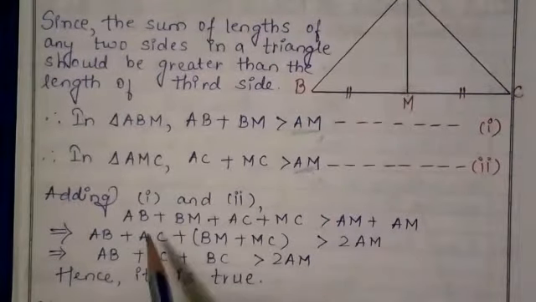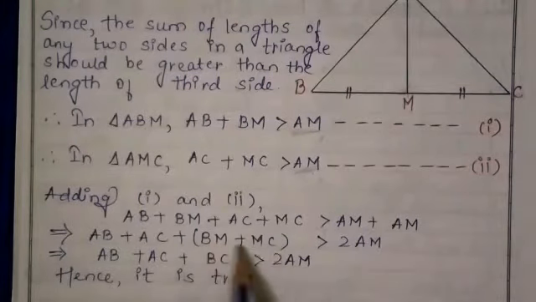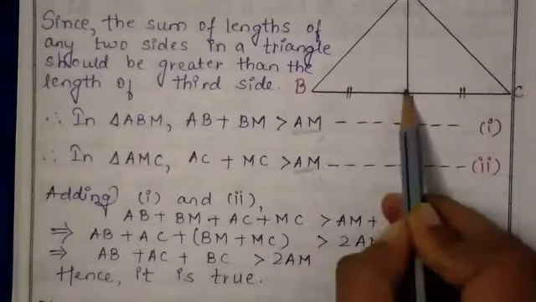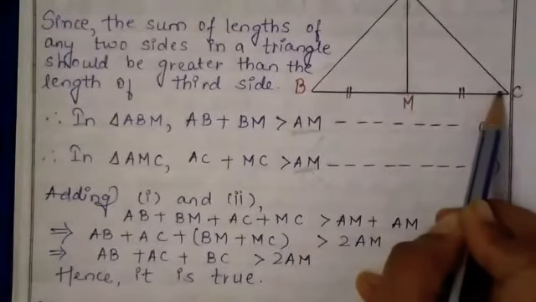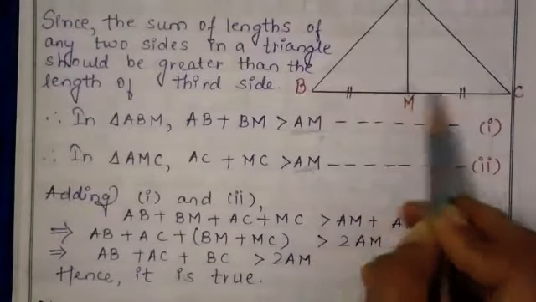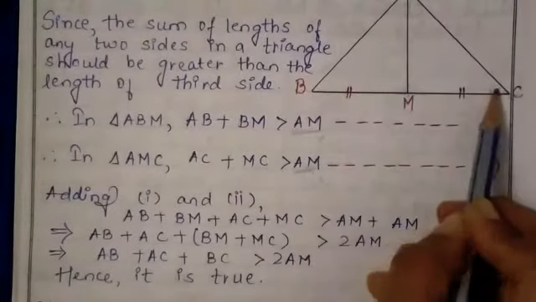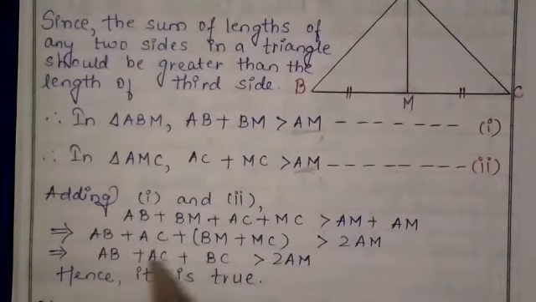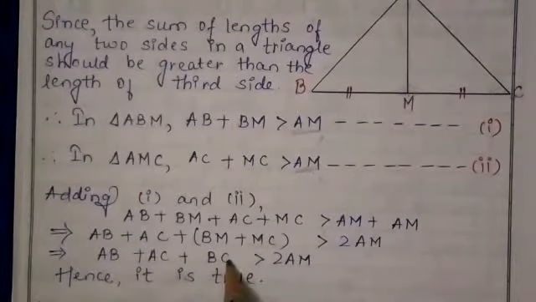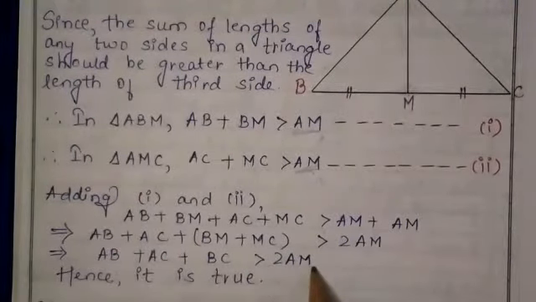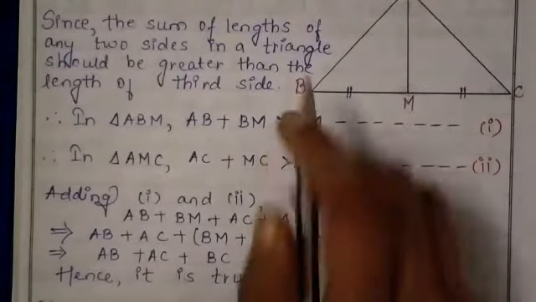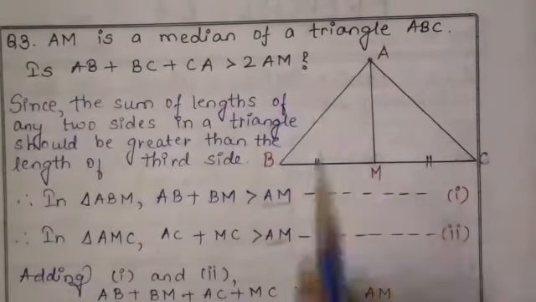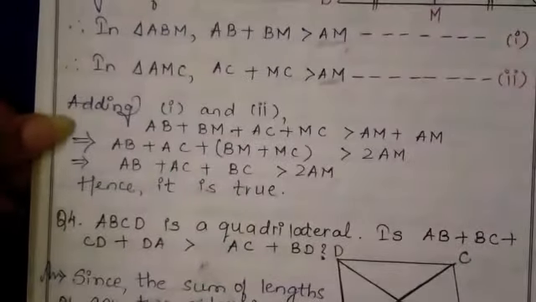Now here I have clubbed the terms BM and MC. Why have I clubbed them? Because BM and MC will give me BC, the total length. Very easily we can see that. And AM plus AM will give me twice AM. Now in place of BM plus MC I have written BC, so AB plus AC plus BC is greater than twice AM. So we have arrived at the statement that was given in the question. So we can say that yes, this statement is true.